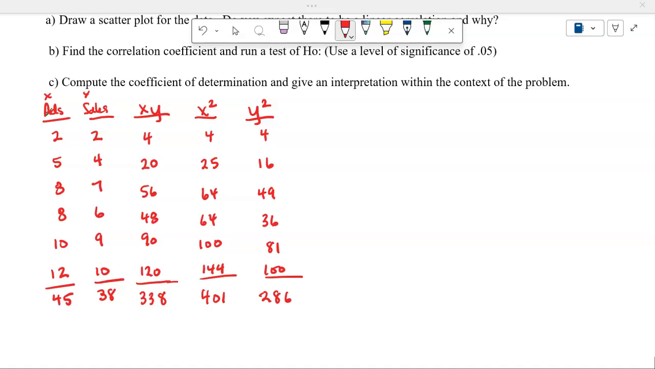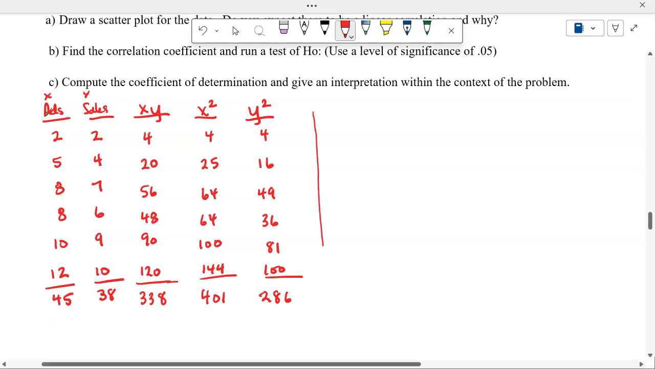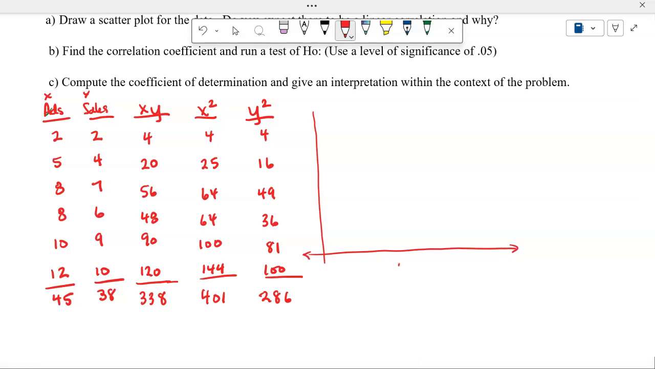All right, after you've built and summed those columns, and you'll do it for every exercise on your homework, the very first thing that they ask us to do is to draw a scatter plot for the data, and then to describe whether we think there's going to be a linear correlation and why. So let's do that first. We're going to need an x-axis for the ads and a y-axis for the sales in thousands of dollars.